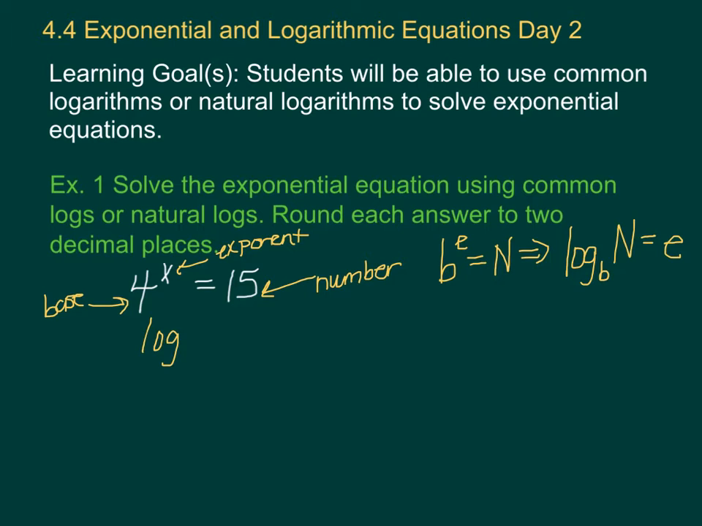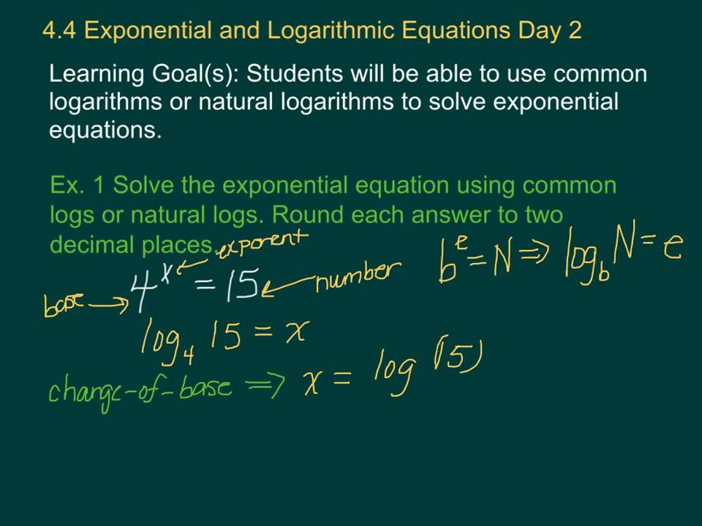Log base 4 is your base, 15 is the number, and it equals x. And then from here, remember, we're going to use change of base. So you can put this in your calculator, because remember, your calculator is based on base 10. So to get x, you do log 15 divided by log 4. And if you put that in your calculator, you should get 1.95.